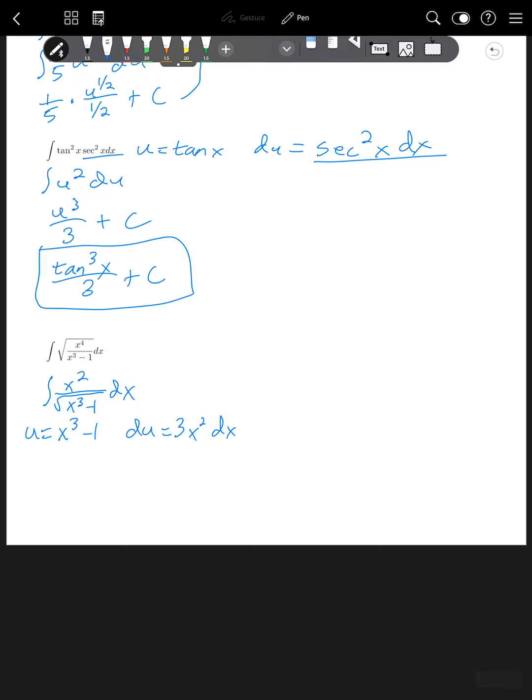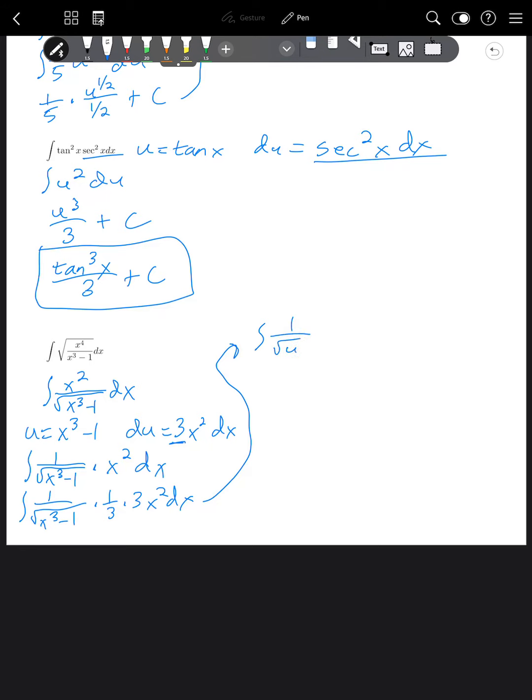dx. And so now the x squared is in there, so if I rewrite my indefinite integral as 1 over the square root of x cubed minus 1 times x squared dx, all I have to do is get this 3 into the problem, because I already have the x squared dx. So that's going to be 1 over the square root of x cubed minus 1 times 1/3 times 3x squared dx, and now we can do our substitution. So this will be the indefinite integral of 1 over the square root of u times 1/3 du, and we already know how to do this antiderivative, right?